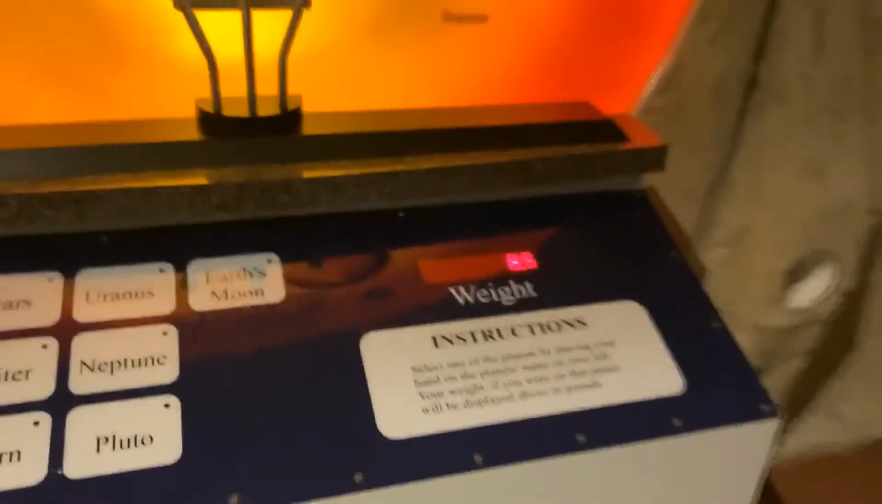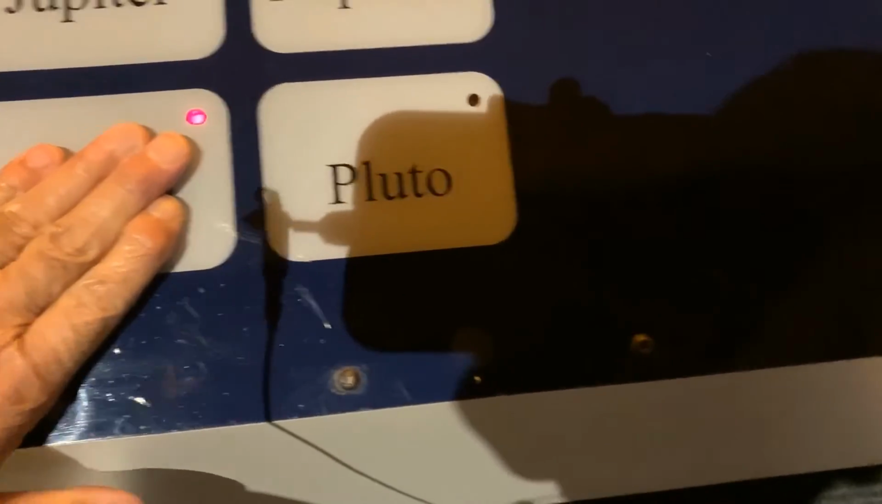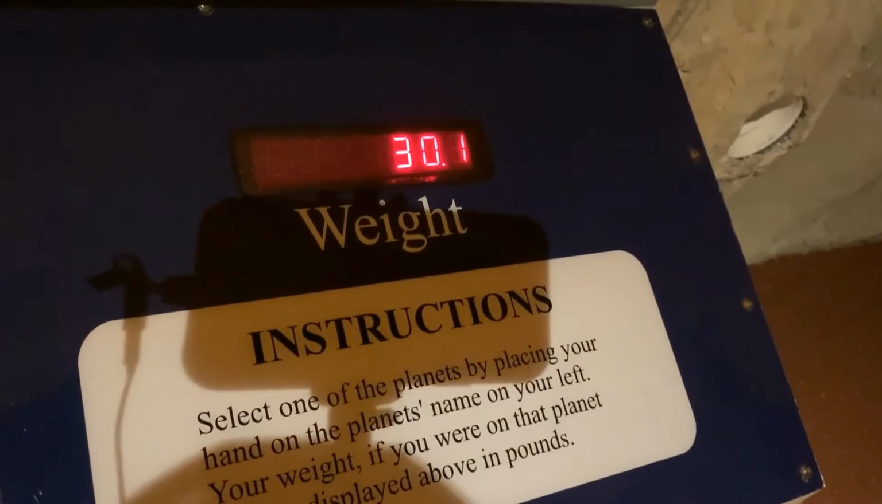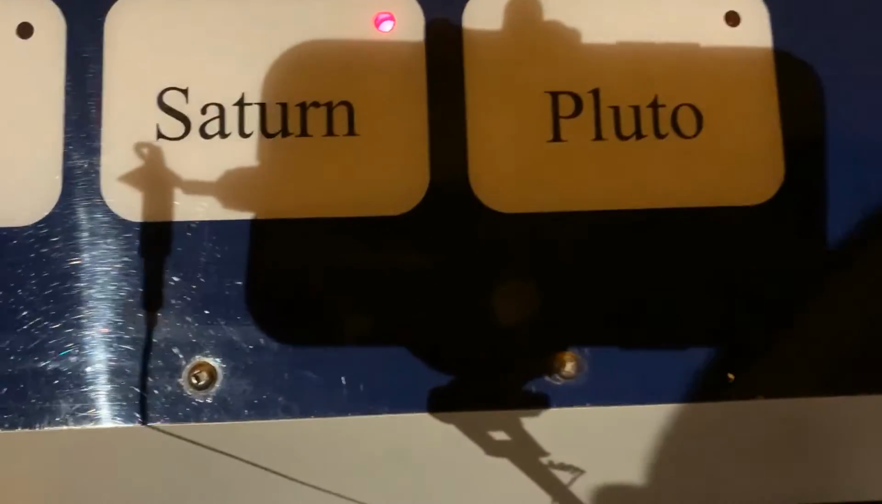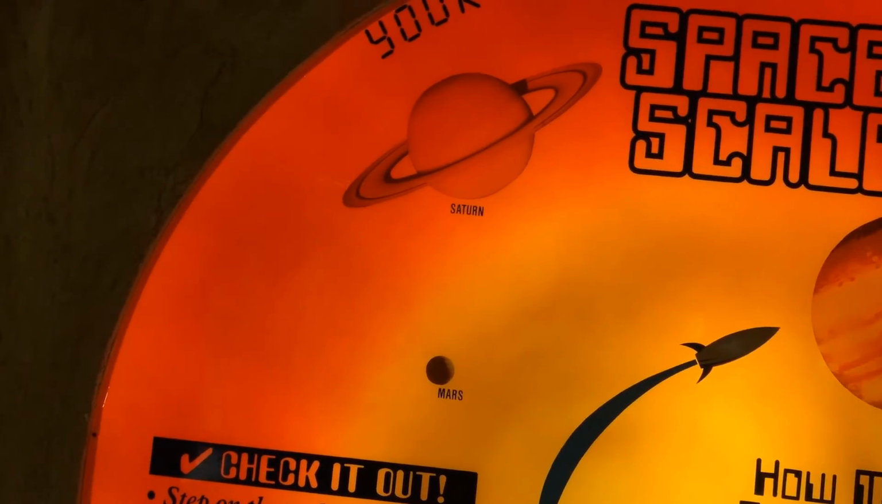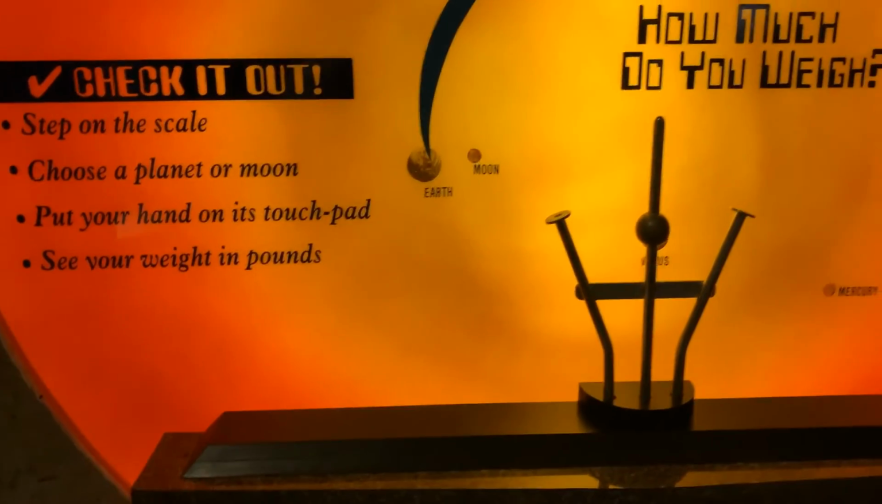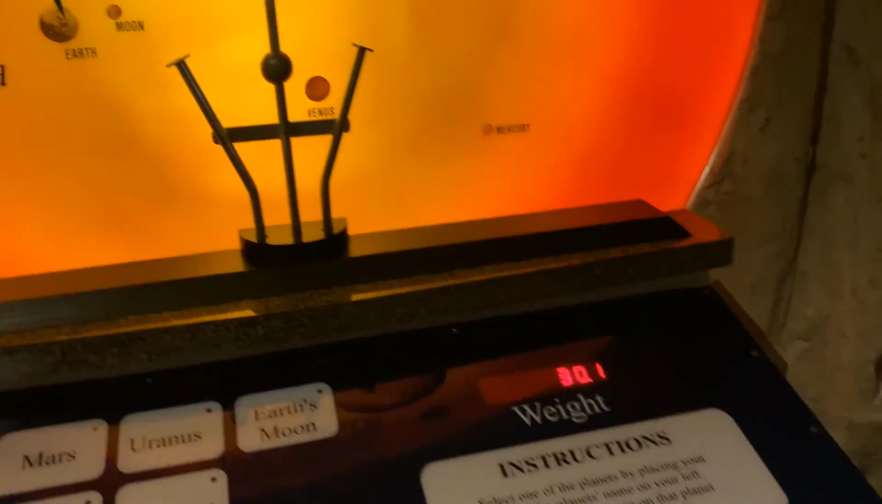Let's put our hand over Saturn. 30.1 pounds is Saturn. Okay, and we said 22.7 pounds was the weight of Earth. So it was a lot more, but maybe not as much as you may think.